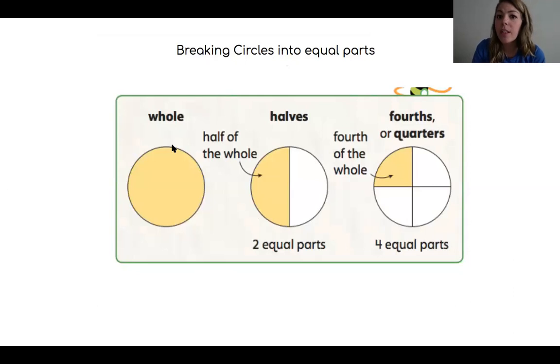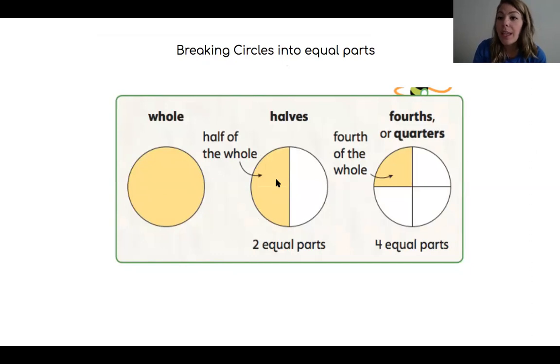This is how we're cutting circles into parts. This is the whole pizza or the whole cake or the whole pie. Those are all things that I can think of that are circles that we cut into equal parts a lot of time because we're sharing those things with other people. Unless you're very hungry and you're eating the whole pizza by yourself.